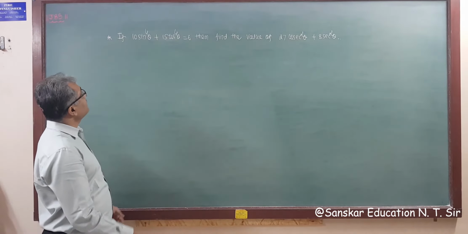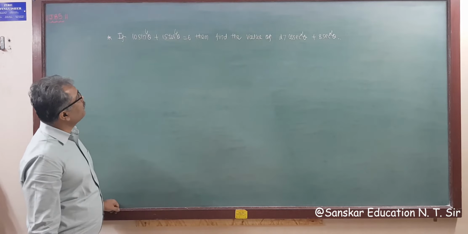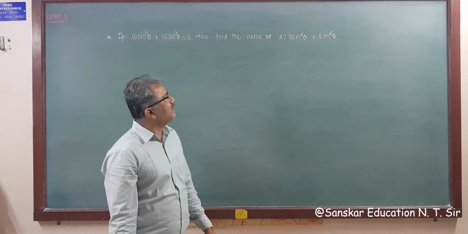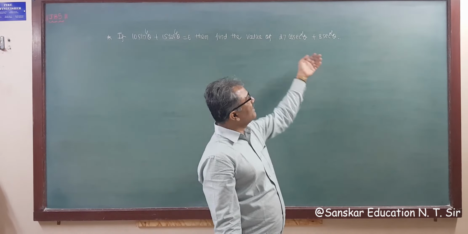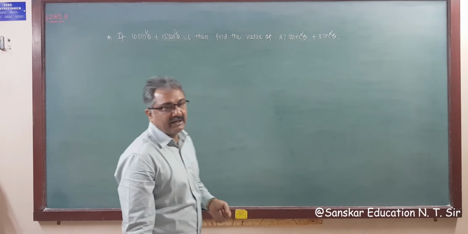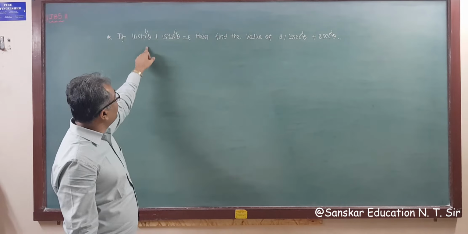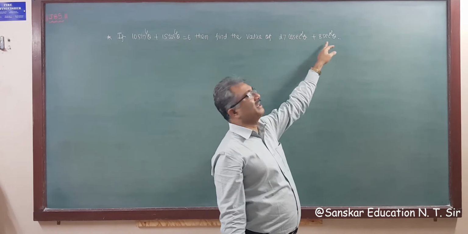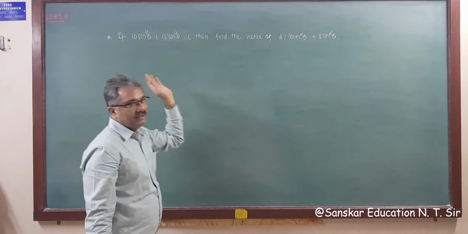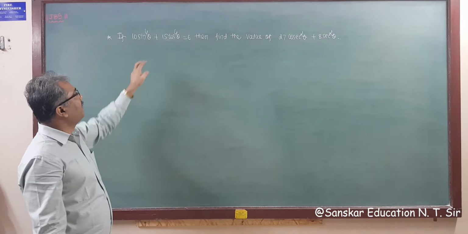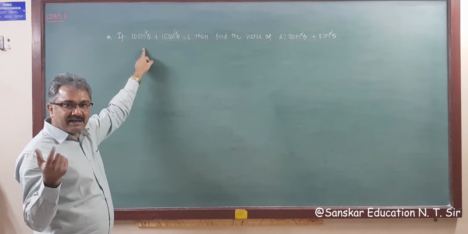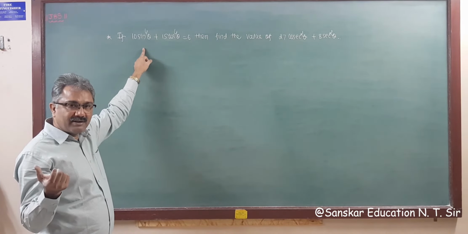The question is: 10 times sin raised to 4 theta plus 15 times cos raised to 4 theta is equal to 6. Then find the value of 27 cosec square theta plus 8 sec square theta. So given in sin and cos, and we want the reciprocals, cosec and sec. That means we have to solve this equation and find either the value of sin or cos.